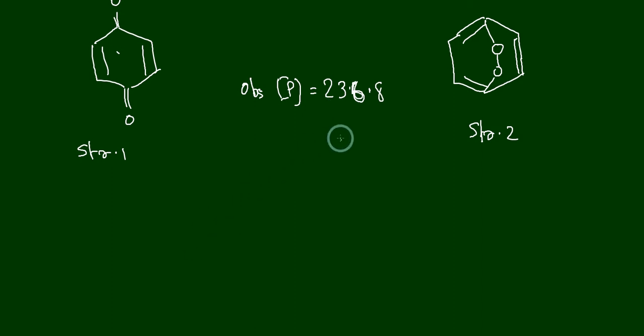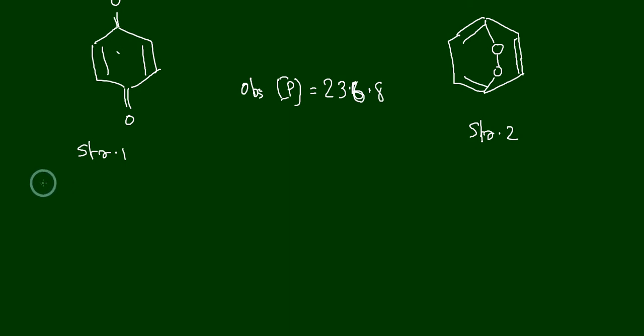So we will calculate the Paracore value of structure 1 and structure 2, and we will see which one is closer to 236.8. Whichever is closer to 236.8, the observed or experimental value, that structure will be the acceptable structure. So let us calculate the Paracore value of structure 1.